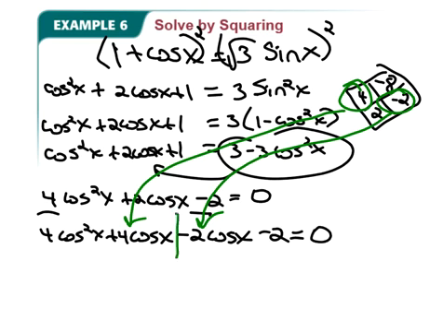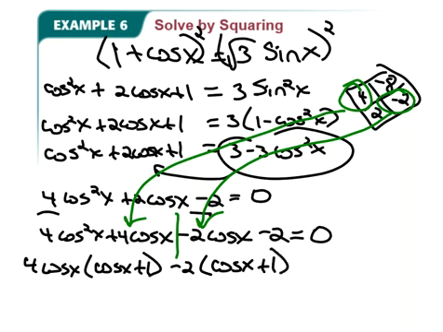All right, so now I'm going to put my little imaginary line. I'm going to break my equation. So I'm going to factor out a 4 cosine x. That leaves me a cosine x plus 1. Then over here, I'm going to factor out a negative 2. And that leaves me with a cosine x plus 1. So that means I have cosine x plus 1, which means cosine x will equal a negative 1.